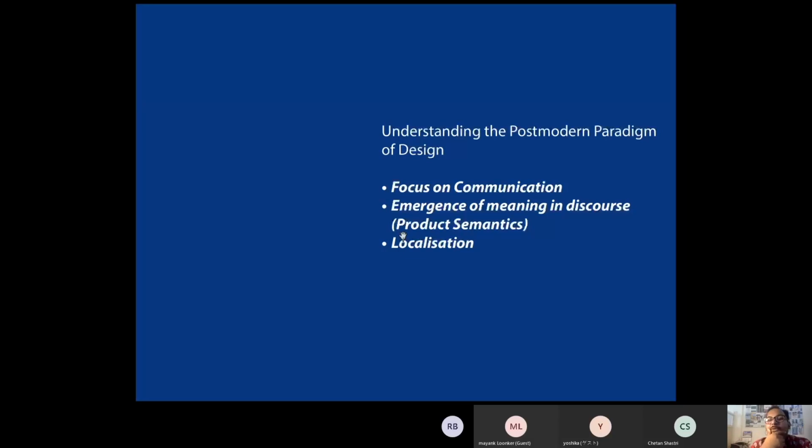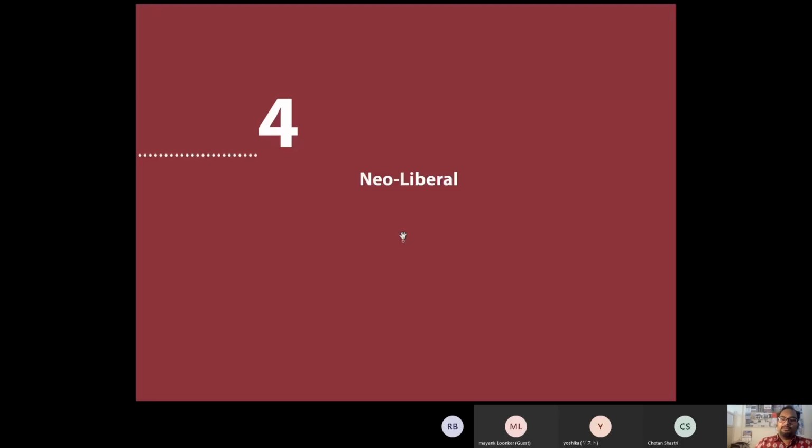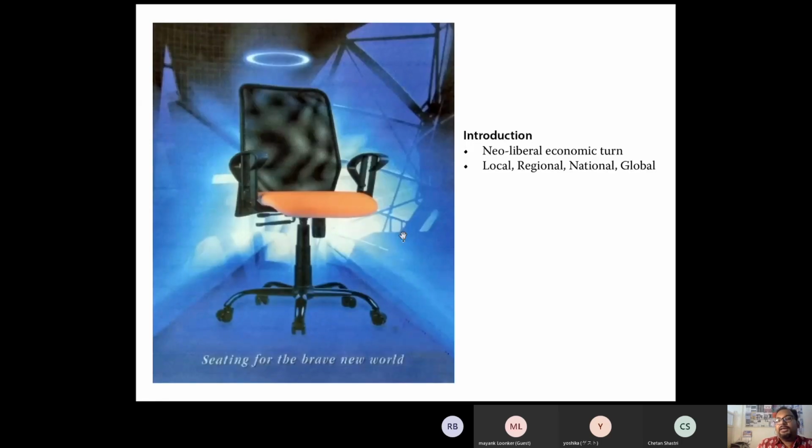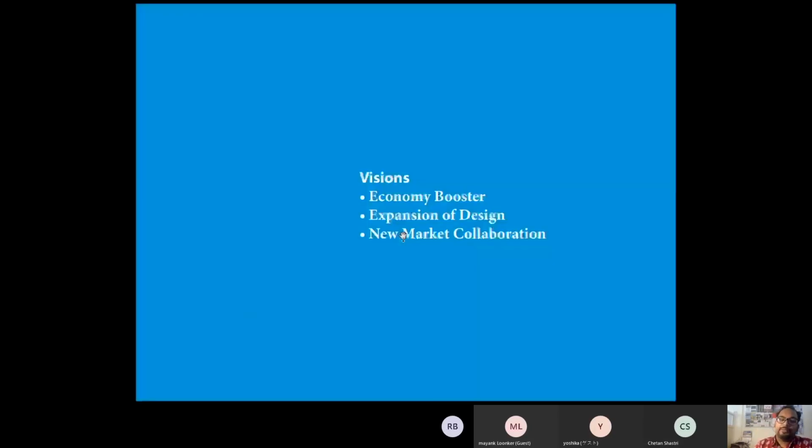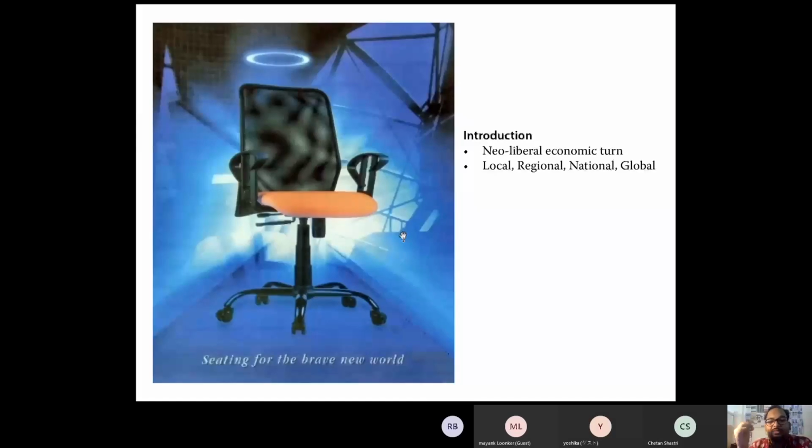So if we try to understand how the postmodern paradigm of design fares, there's a certain focus on communication, an emergence of meaning, and then localization. The neoliberal paradigm is my fourth paradigm, and looking at the position, we can see that there is a neoliberal economic turn, and several other factors which are very visible, like local, regional, national, and global. So a chair is not just a chair for sitting or ergonomics or a material. It is also about the personality of a user who is now looking forward.